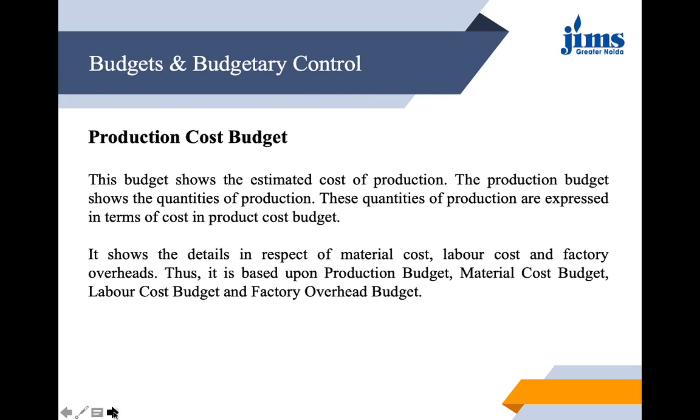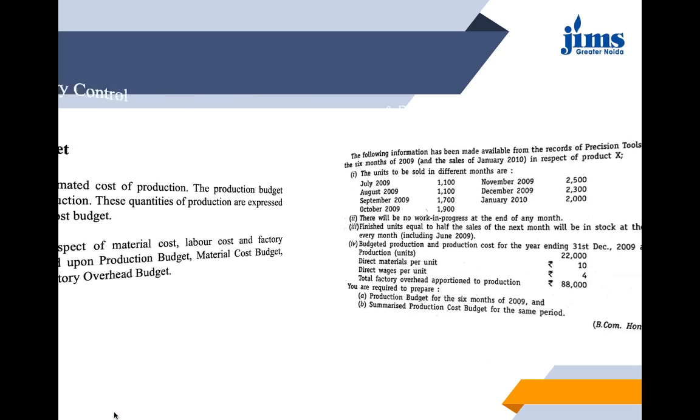This budget shows the estimation of the cost of production. The production budget that we studied in the previous slide shows the quantity, and these quantities of production are expressed in terms of cost in the production cost budget. So it shows you the details in respect of the cost: material cost, labor cost, factory overheads. It is based upon budgets like the production budget, material cost budget, labor cost budget, or factory overhead budget. Let us have a numerical on this.